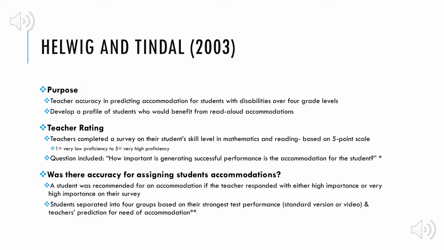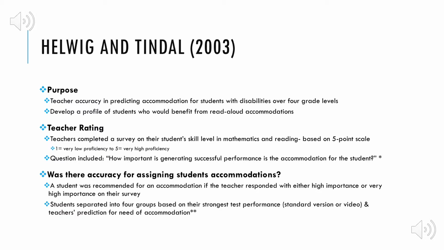When asking the question, was there accuracy for assigning students accommodation? A student was recommended for an accommodation if the teacher responded with either high importance or very high importance on their survey completed earlier in the research. And additionally, students were separated into 4 groups based on their strongest test performance, either in the standard version or the video version, which was the modified format, and teachers' predictions for the need of accommodation.